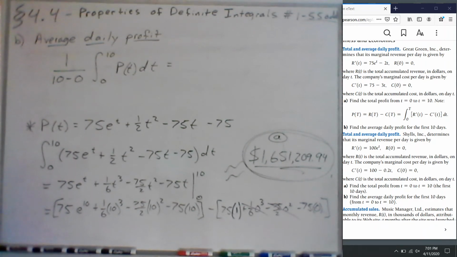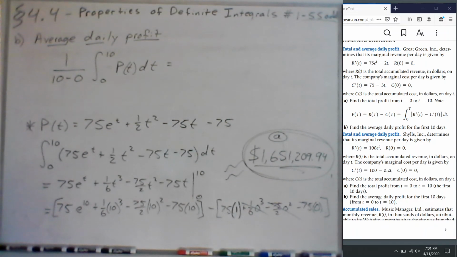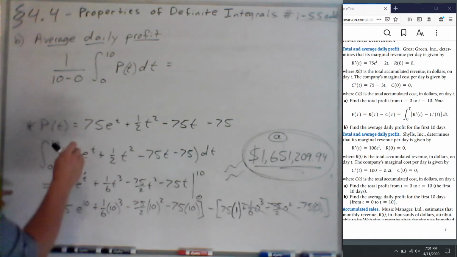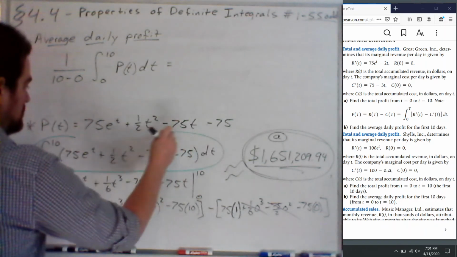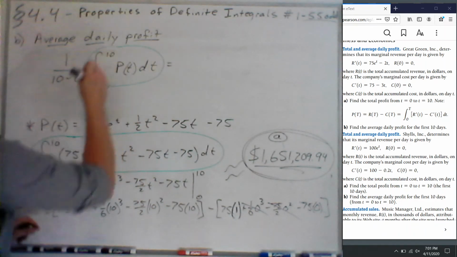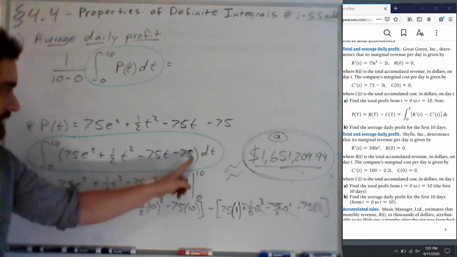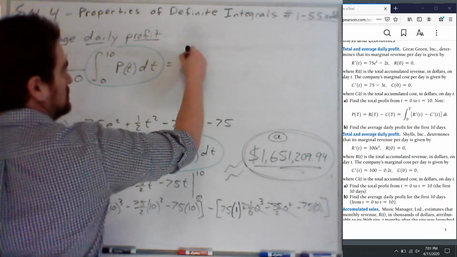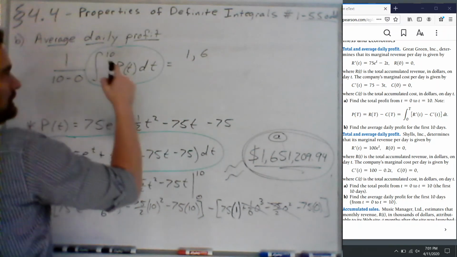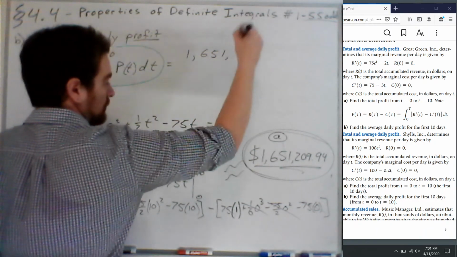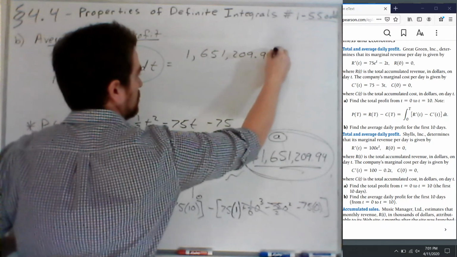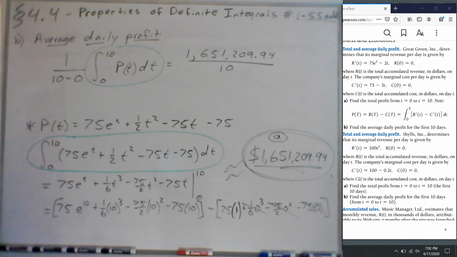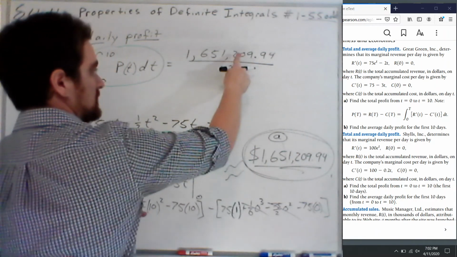Well, the nice thing is, and this is lucky for us, that we already found this, and I'll circle it in green, the integral from 0 to 10 of P of T dt. It's a good thing we don't have to do that twice. I just did it and got this as a result. So all I need to do is divide that number by 10. I'm multiplying by 1/10, so I'm dividing by 10. And the nice thing is all that does is just move my decimal place over.